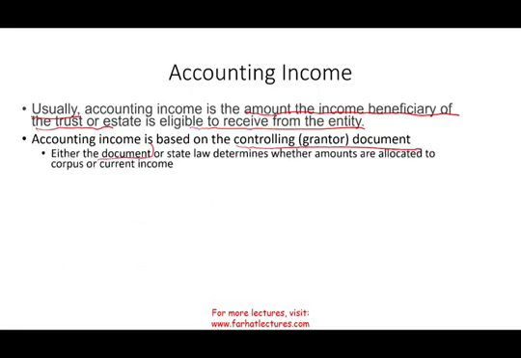So either the document will state this, or let's assume the document is silent. The state law determines whether amounts are allocated to the corpus or to current income. Remember in the prior session, we looked at something called current income and corpus. So let's assume I have a trust for my son, and I put stocks and bonds in there. And I tell the trustee, the person that's in charge, my lawyer, look, these assets, my stocks and my bonds, my son cannot touch them. But any dividend and interest going out of this trust, my son can use it for his education.